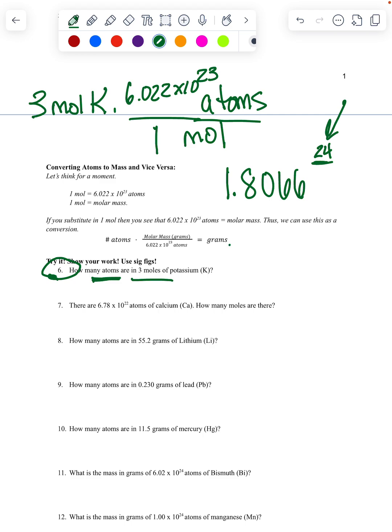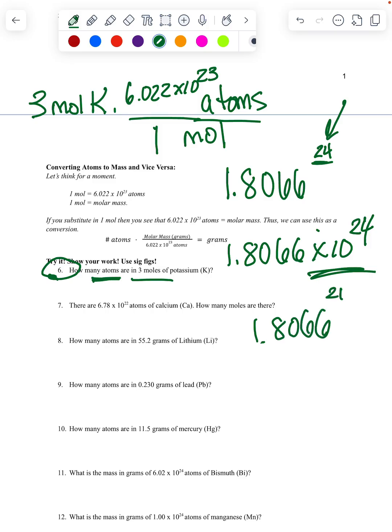So anyway, you get 1.8066 times 10 to the 24th. Okay, you all, times 10 to the 24th. It's not a dot. It's not 1.8066 to the 24th. Those are very different things. Okay, do not do that. Anyway, how many sig figs?